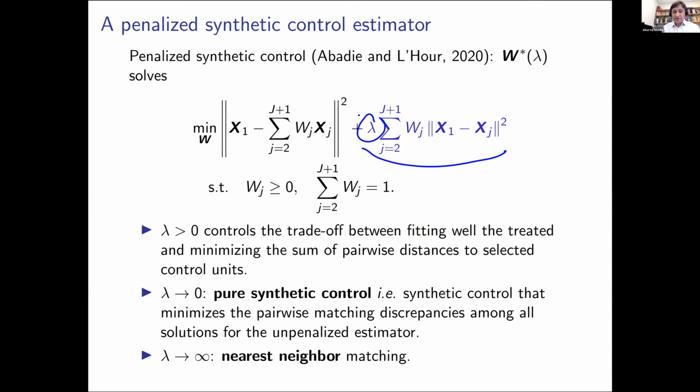If you calculate this estimator and let lambda go to 0, the resulting estimator can in fact be calculated without an approximation. There are mathematical techniques to do that. This is what we call the synthetic control, and it minimizes the pairwise matching discrepancies among all solutions for the unpenalized estimator. And not very surprisingly, if you let lambda go to infinity, then only the pairwise matching discrepancies matter, and you will get the nearest neighbor matching estimator. That will be the solution.